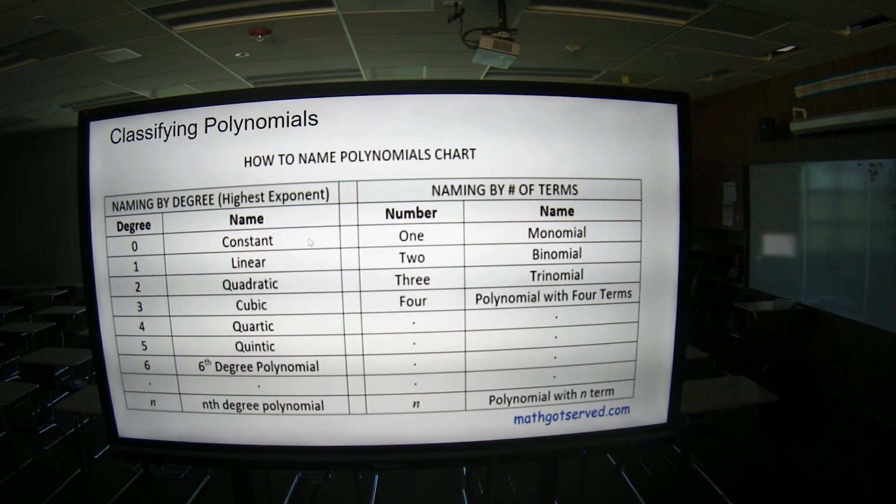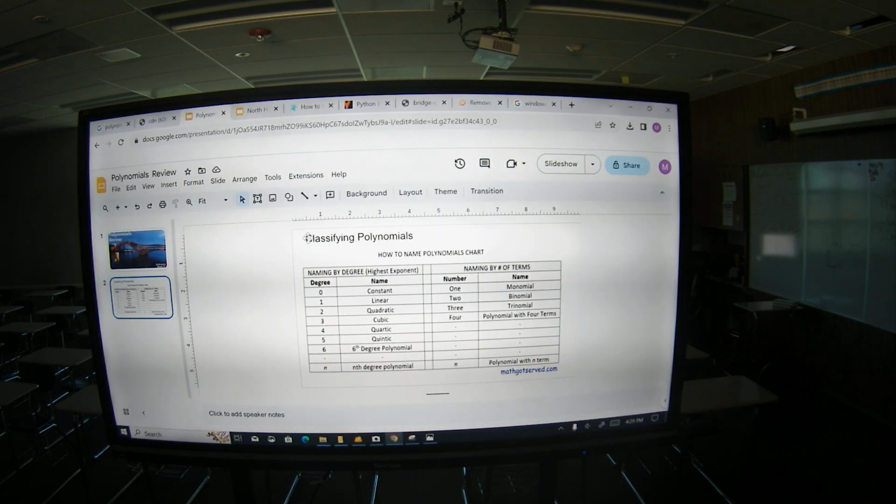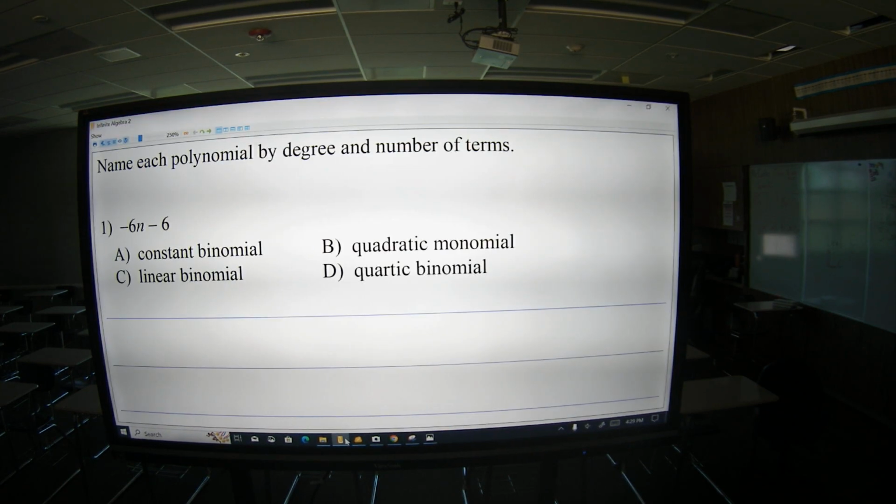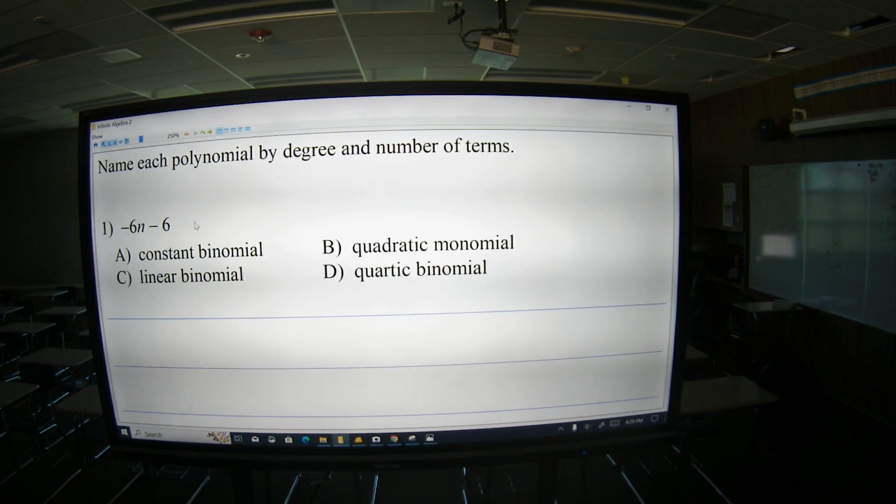So let's practice this. Let's get into the practice test and talk about how we can apply this. So this first problem here has a binomial, and this is a multiple choice problem, and so I'm making sure that you have some kind of scaffold to help you out. But to be honest, I'm hoping that you would be able to name these without having to refer to the chart, without having these multiple choice questions.